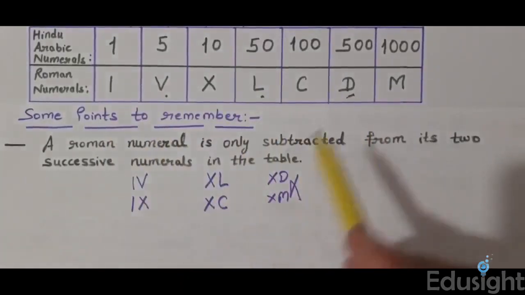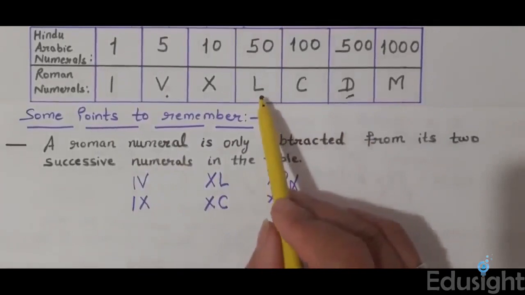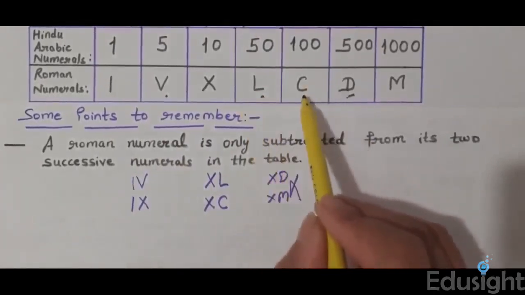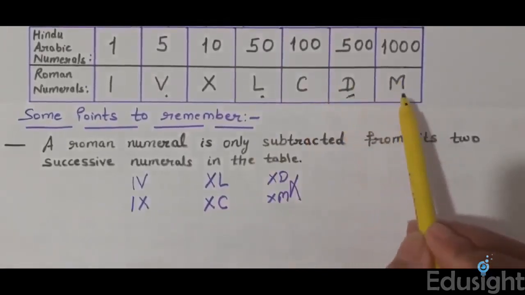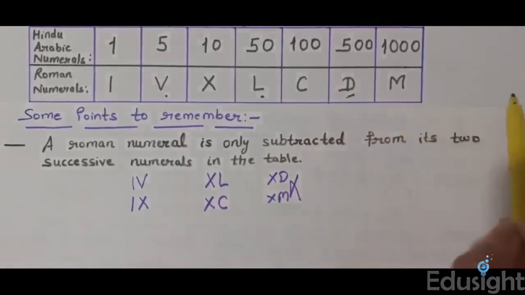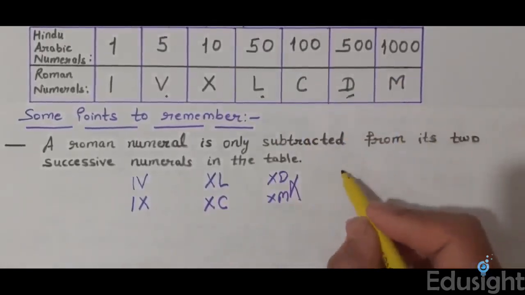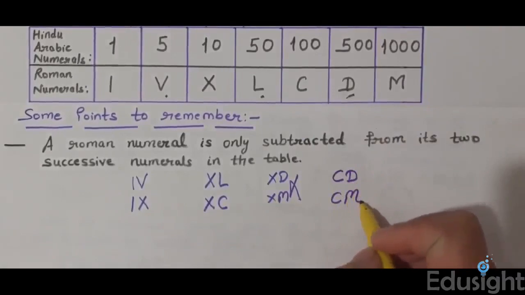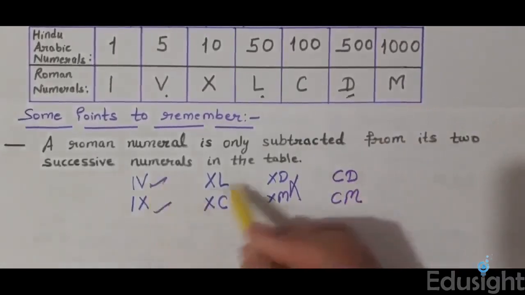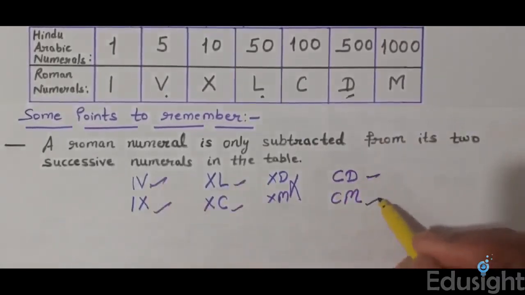Okay. Next, move on to L. L can never be subtracted, right? Next is C. C can be subtracted from D and M. There are no other fixed numerals. So, CD and CM are possible to write. So, these are 6 cases in subtraction form.